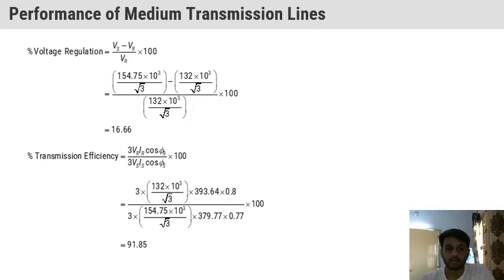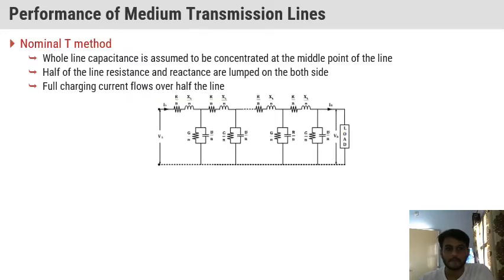Similarly, we can calculate the transmission efficiency by dividing the receiving end power by the sending end power. Then we have a second method, which is the nominal T method.